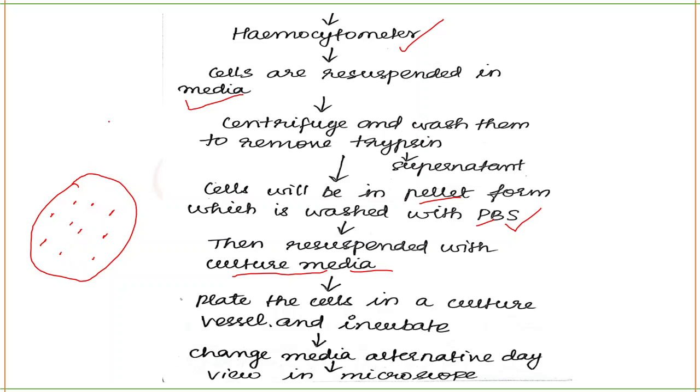You're going to remove the media and add new fresh warm media so that they can utilize it. So you can change the media on alternate days, and you have to keep looking under the microscope for the confluency. If the crowding is more than 90%, go for subculturing. Subculturing means you take some cells from this and grow them in a new culture medium. That is called subculturing or passaging.